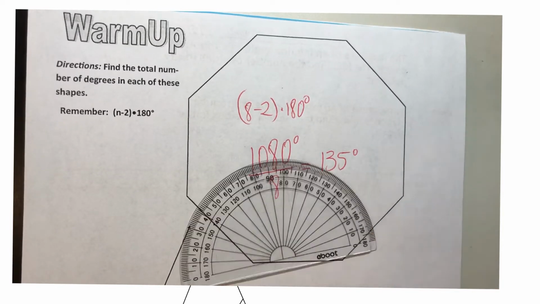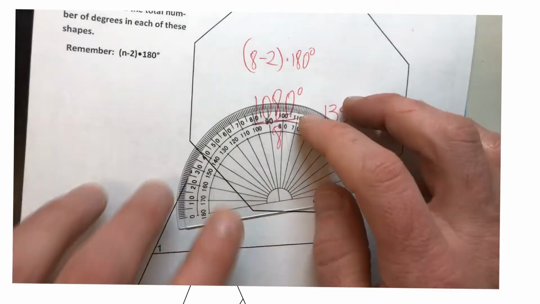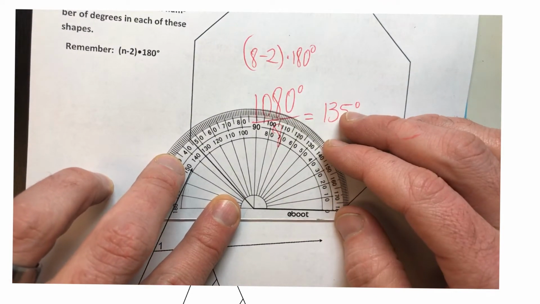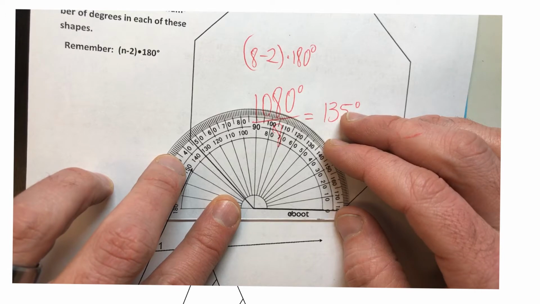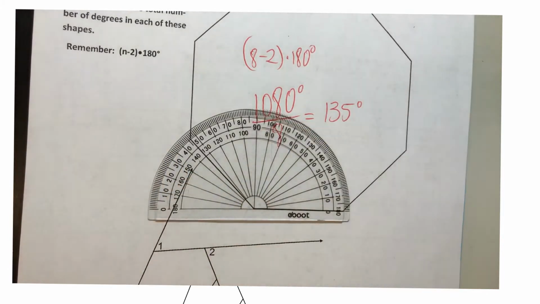So what I want you to do is use your protractor, and I want you to measure one of those angles. Bam. All right. So how big is that angle?